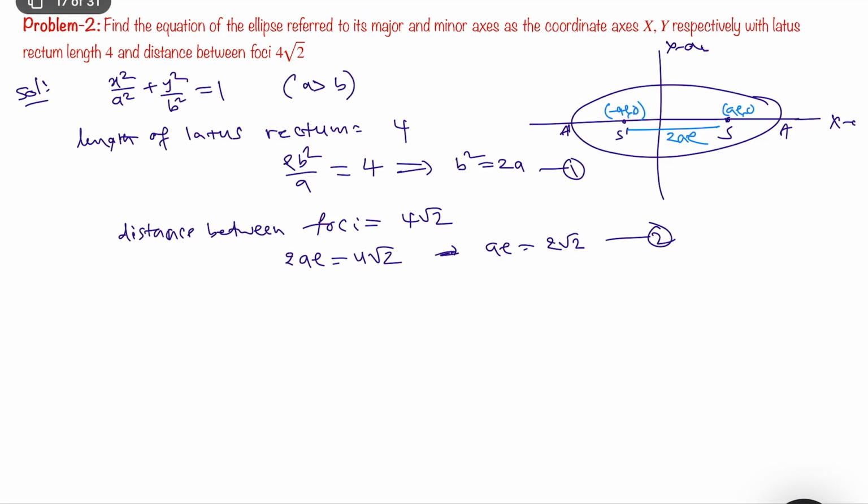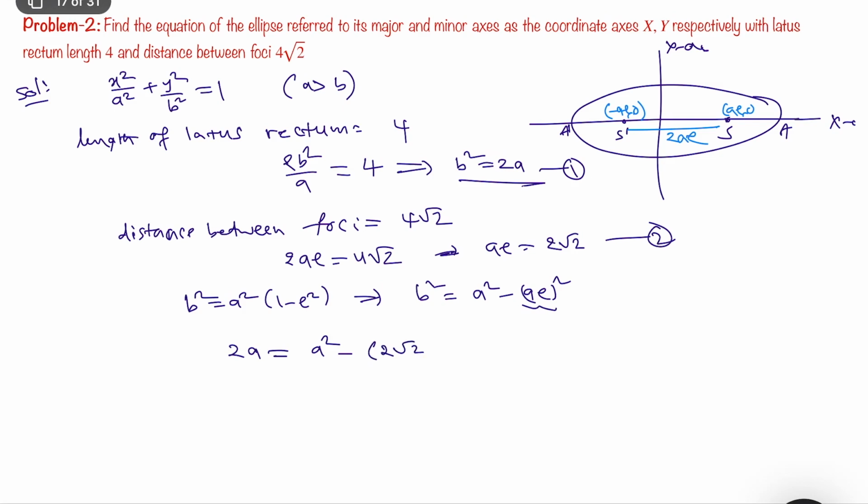When a greater than b case, we have this b square equal to a square times 1 minus e square. That implies b square equal to a square minus ae whole square. Okay. So b square I can write as 2a from 1, a square as it is. This ae whole square I can write as 2 root 2 whole square. So this will give me a quadratic equation in a. So we have a square minus 2a minus 8 equal to 0. Let me call it 3.